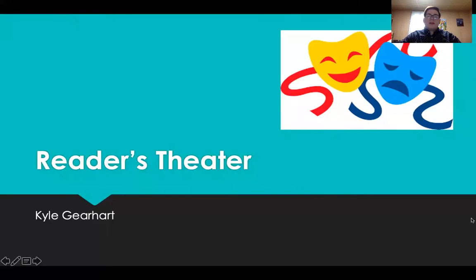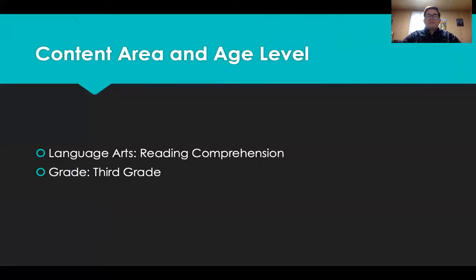The learning strategy that I chose to base this lesson around was Reader's Theater. Now, the lesson that I constructed for this teaching demonstration was designed around language arts and specifically reading comprehension, because Reader's Theater is actually a very good teaching strategy in promoting reading comprehension. And this will be designed for around a third grade level.